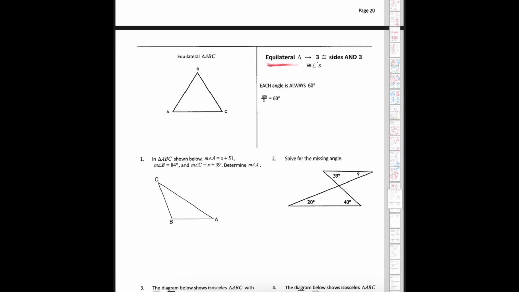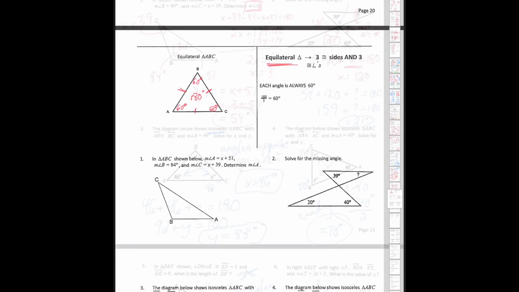Now in an equilateral triangle, if all 3 of our angles are congruent, we already know the measure. They don't have to be given to us. If the total measurement of all the interior angles of a triangle equals 180 degrees, if we divide this by 3, an equilateral triangle will give us 60 for our angles. And again, that's because all 3 sides are congruent, and opposite congruent sides in a triangle gives us congruent angles.